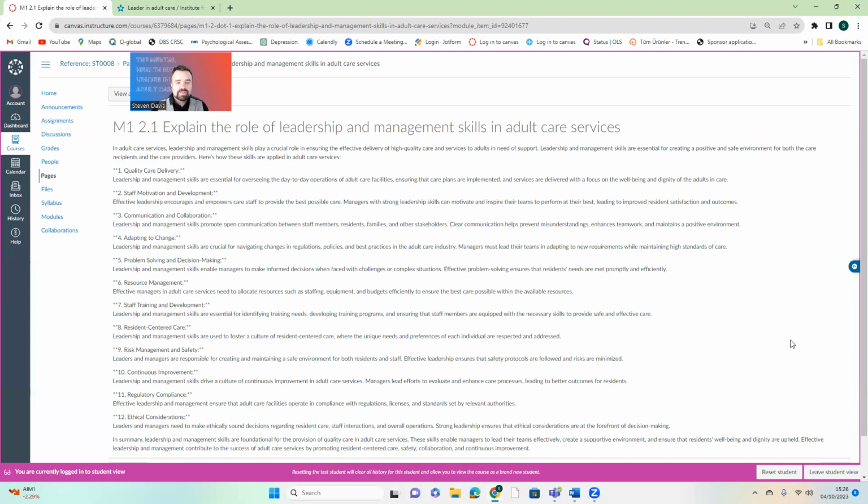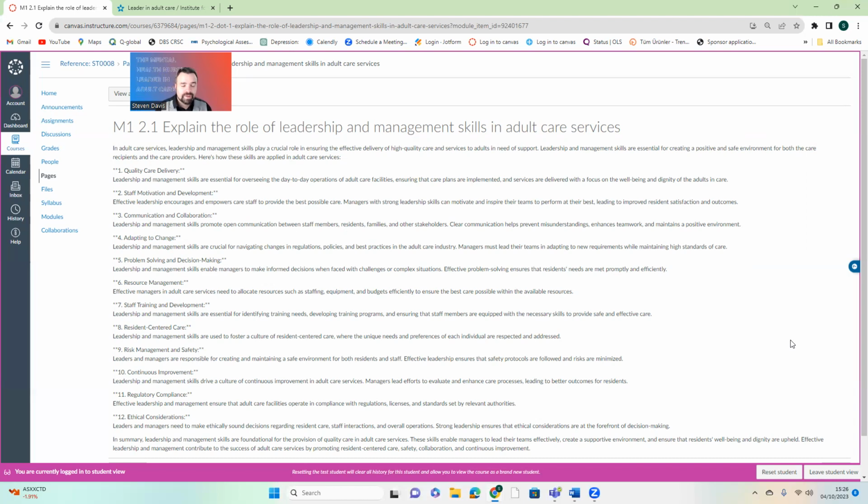Then we've got staff motivation and development. So again, if we look at recruitment and retention, how are we maintaining those staff? How are we avoiding agency staff? How are we trying to reduce the amount of overseas workers? How do we get continuity of care? And how do we have an inspired workforce?